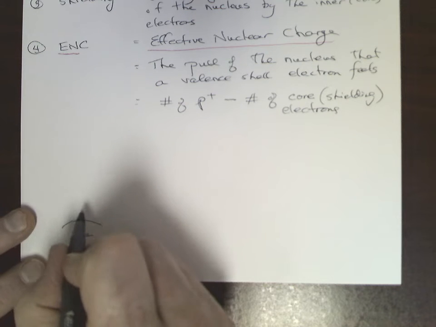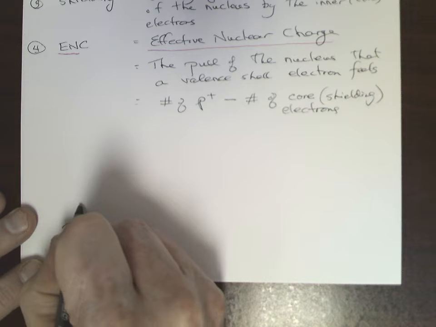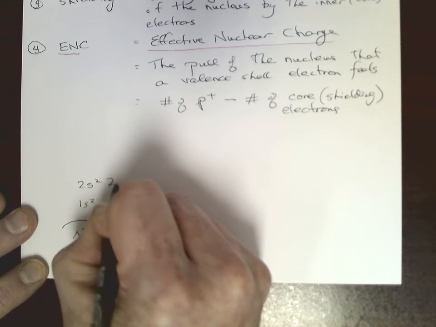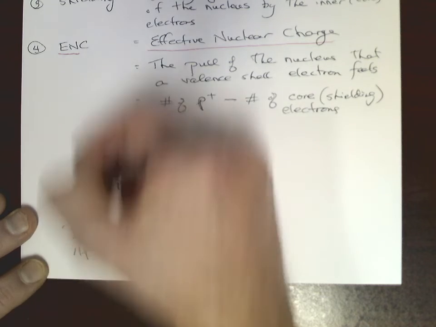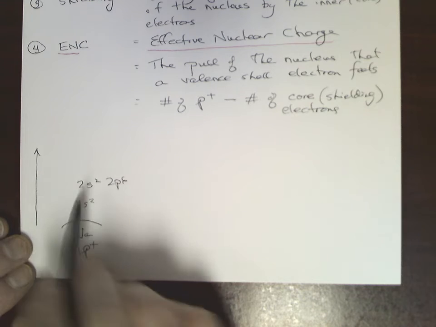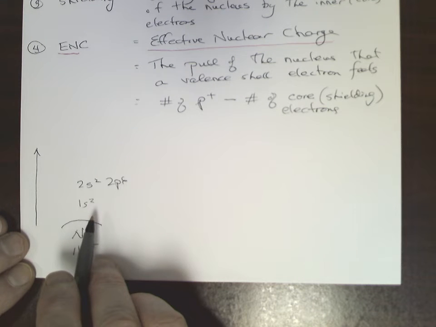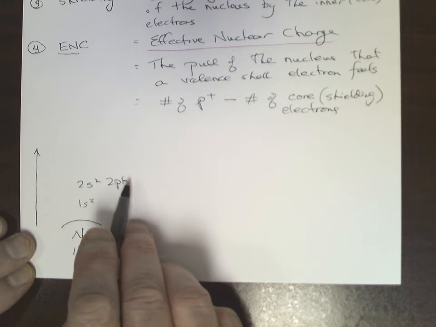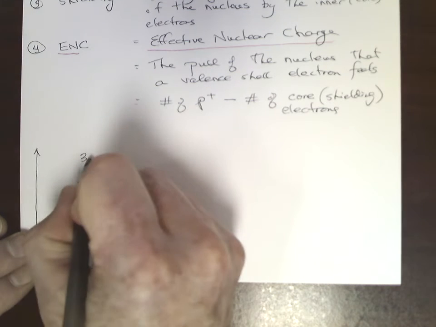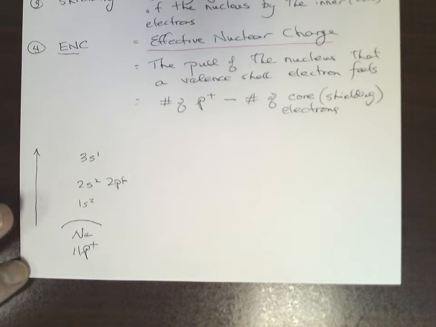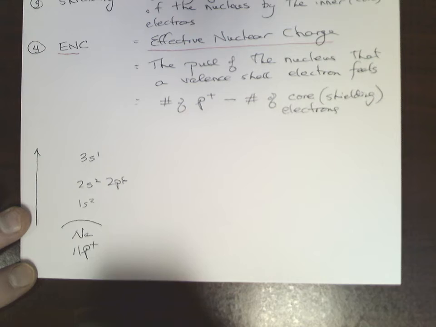Now, what is its electron configuration? It's 1s2, 2s2, 2p6 going up from the nucleus, right? This is going up in energy. You don't have to do this, but it's just the way that I like to represent it. So it's 1s2, 2s2, 2p6, and then sodium is 3s1. Cool. Okay, so how many protons does it have?